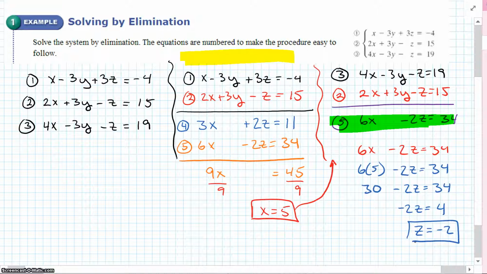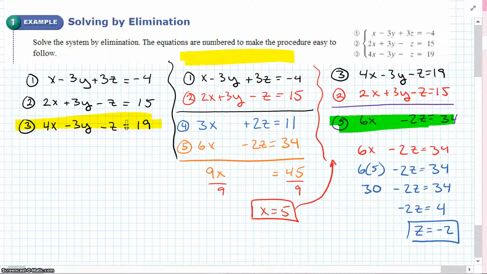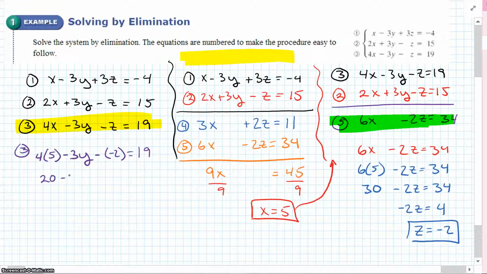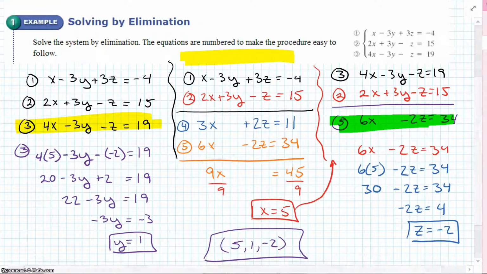Now I can plug into any of the three original equations and solve for y. It does not matter which one. Since we have equation 3 right here, we will just use it. So 4 times 5 minus 3y minus z, which was negative 2, equals 19. 4 times 5 is 20, minus 3y, minus negative 2 is plus 2, equals 19. So I have 22 minus 3y equals 19. Subtract 22 from each side, I get negative 3y equals negative 3. Divide each side by negative 3, I get y equals 1. So my ordered triple x, y, z is 5, 1, negative 2. And again, we can always go back and plug that in and check.